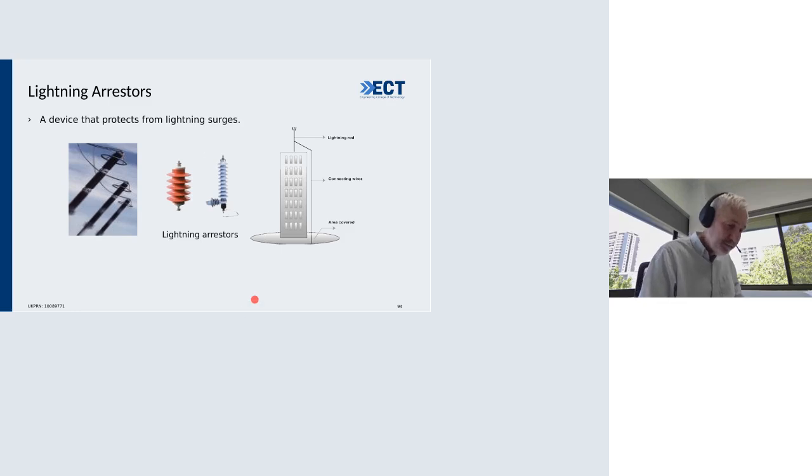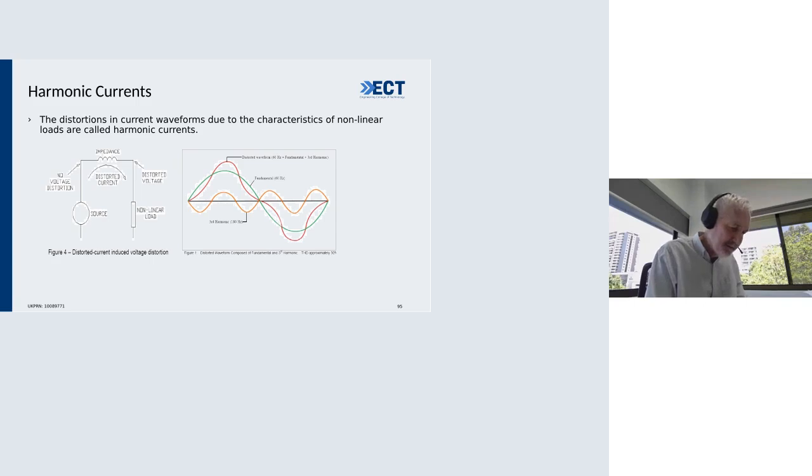Lightning arresters are very important, but just bear in mind they don't stop lightning coming down to the side of the building. That's always possible. There's a lot of misinformation there.